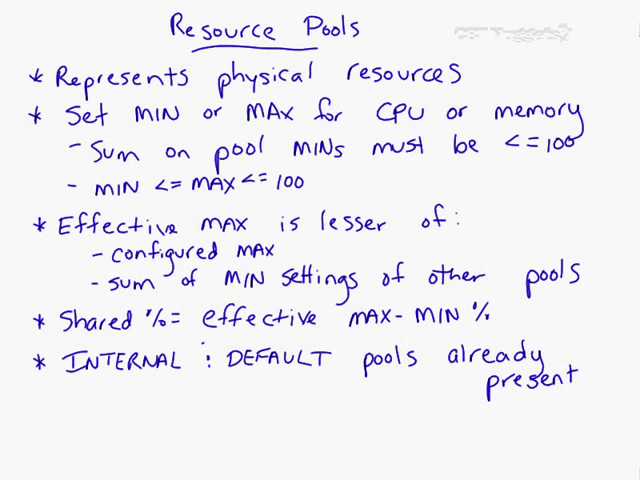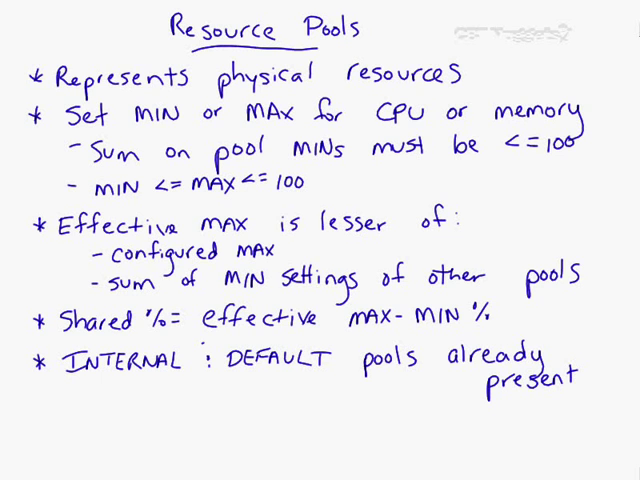Let's assume that we have two resource pools, and we've configured the max memory to be 80% on each of those. Well, if you take 80% plus 80%, that's 160%, which is not possible. You cannot consume 160% of the resources on the machine. And so that's where the effective max comes into play. I'll show you a diagram of this in just a moment to explain these concepts.